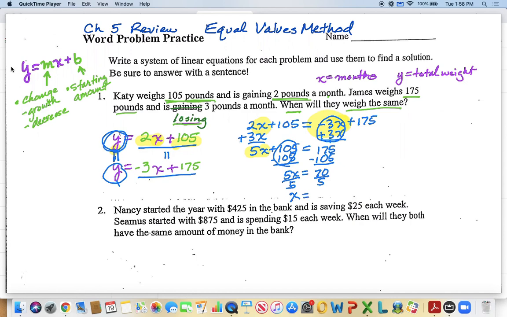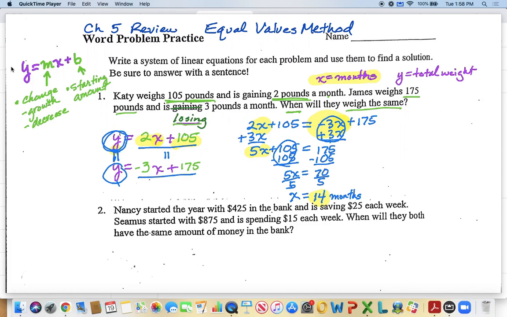And then over here, 5 divided into 70 goes once and 4 times. So x is equal to 14. So now we know how many months, because x is equal to months. So now we know that this is going to be 14 months. So that's how long it's going to take us before they are the same weight.